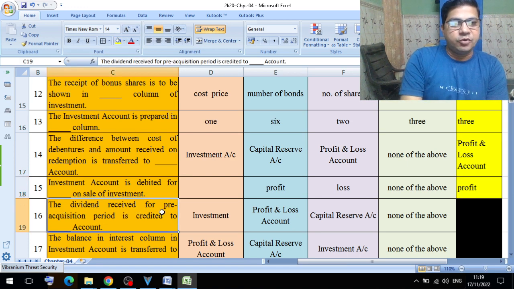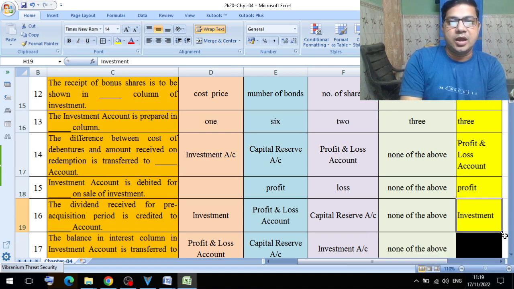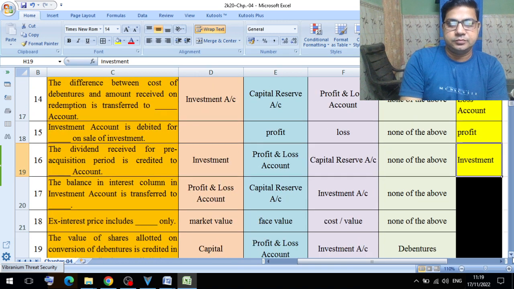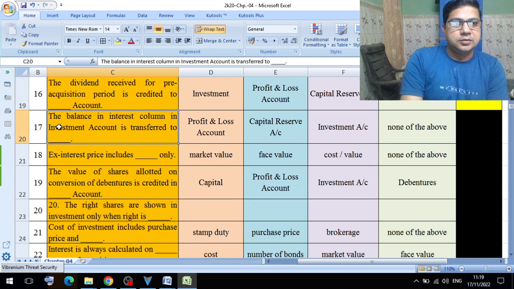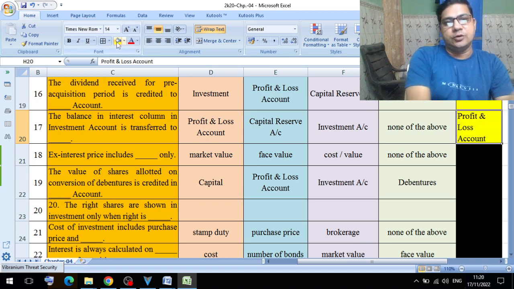The dividend received for pre-acquisition period is credited to dash account. Option A investment, option B profit and loss account, option C capital reserve, option D none of the above. Here we will transfer to investment account. Next, the balance in interest column in investment account is transferred to dash. Option A profit and loss account, option B capital reserve account, option C investment account, option D none of the above. The best answer is profit and loss account.